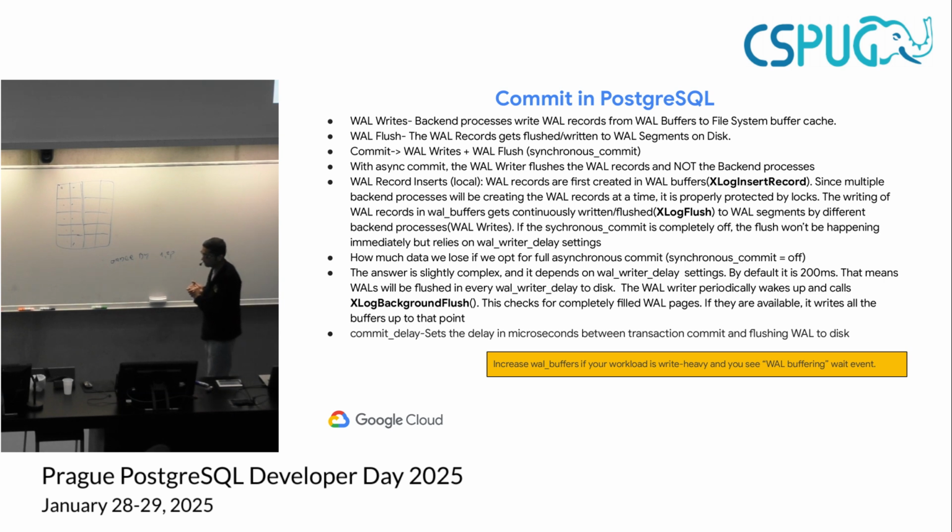Commit delay is something which might help you, because you can set it at the session level or the database level. It might help you when you are doing a lot of bulk inserts and you want to batch those commits and increase the throughput, because that is the delay in microseconds which is introduced between a transaction commit and the WAL flush that happens.